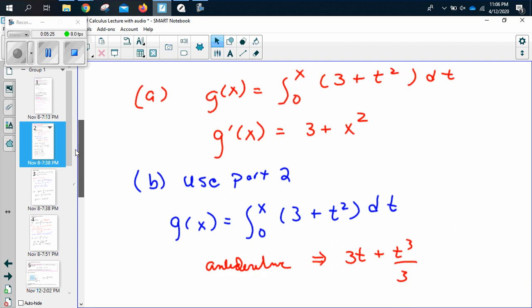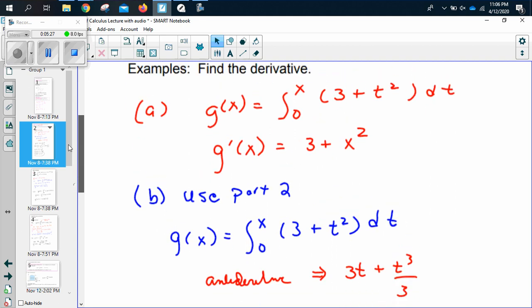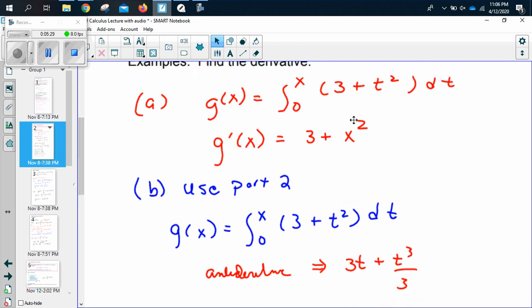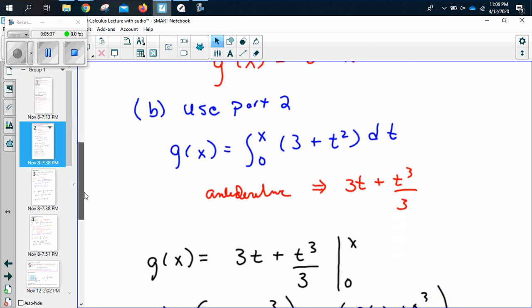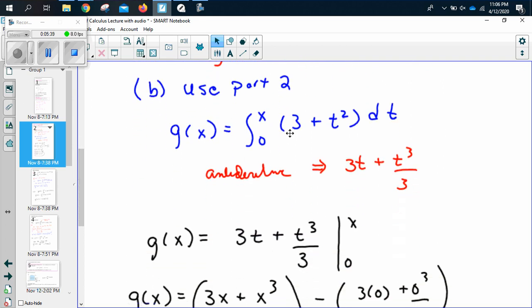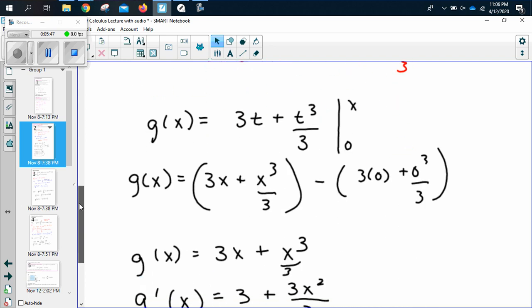Okay, now if I did this same problem using part 2, because I could in this example, I could actually integrate this. So this is a different way to do it, and then take the derivative. So if I integrate this, the antiderivative would be 3t plus 3 cubed over 3. And if I evaluate that at x and 0 and then subtract, I get substituting in the x and then substituting in the 0.